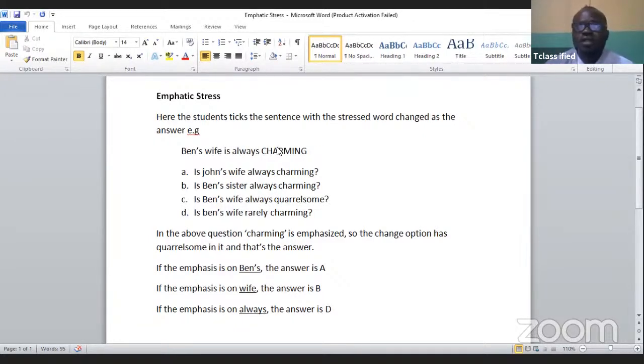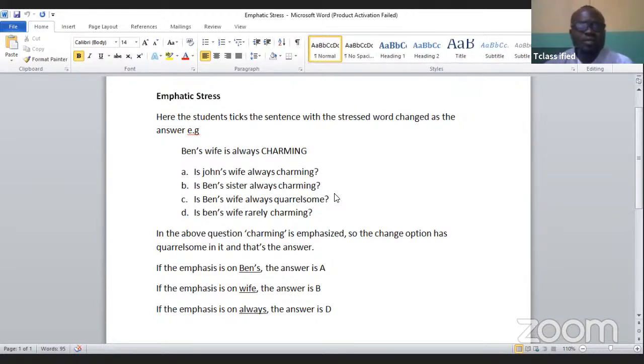You check for the stress word. The stress word has to change in the answer. So here we're having charming, charming, and here is quarrelsome. That's one method of finding out the answer. Another way is to check if the stress word is not seen at all. Like here we have charming; if you come through the options and you don't have charming at all, that could also be the answer. So two methods, very, very important: where the stress word is changed or where the stress word is missing completely.